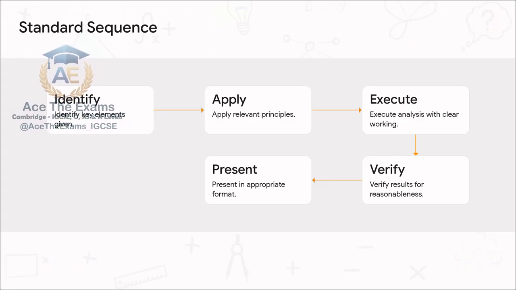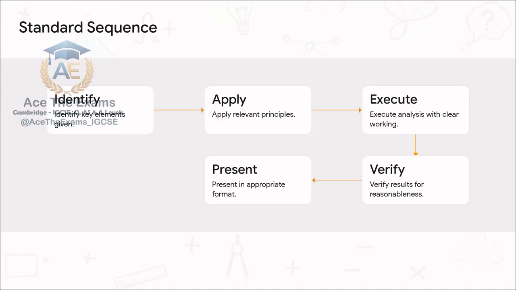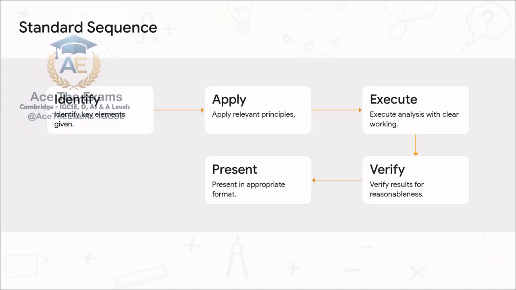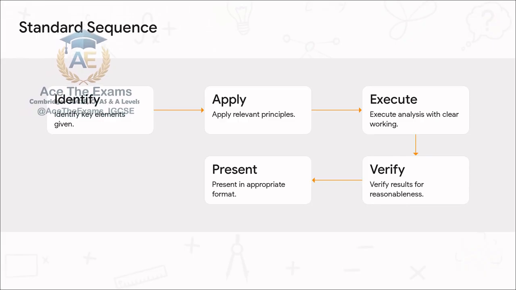Step 4. Verify results. Did you calculate a negative time? Well, time can't be negative in this physical context, so you must reject that root explicitly on the paper. Cross it out and write rejected.